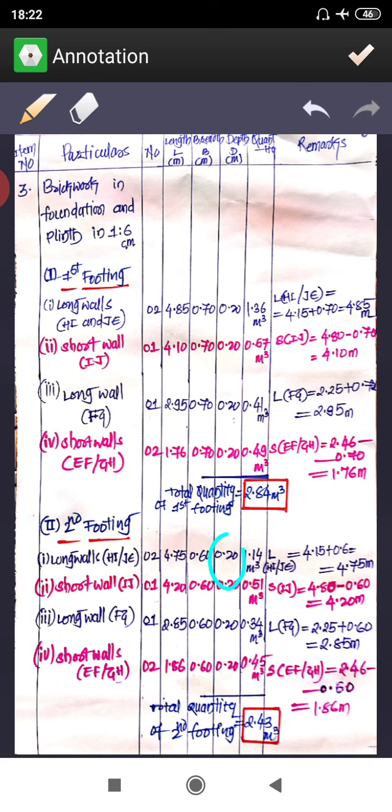0.2. Now it will be very easy. See, I have done that. Now for longer wall I have added the width, and for shorter wall I have deducted the width here. Now similarly, I have carried out the calculation for all the footings, right? So here for first footing I am having total quantity of 2.84. For second footing I am having total quantity of, see here, 2.43.